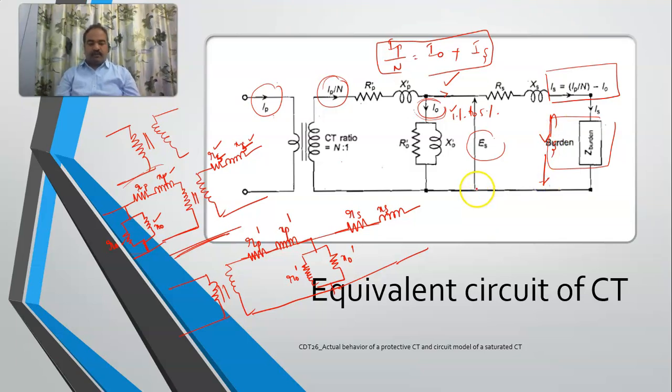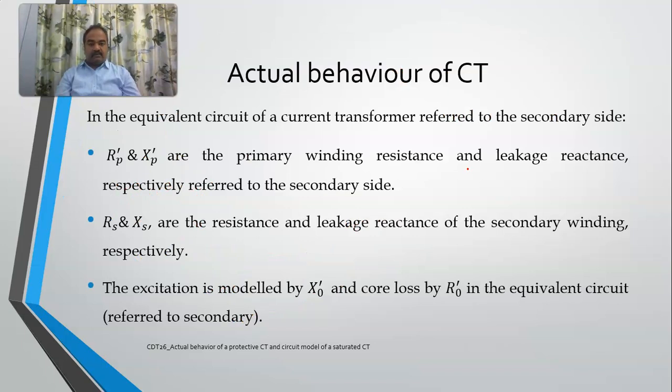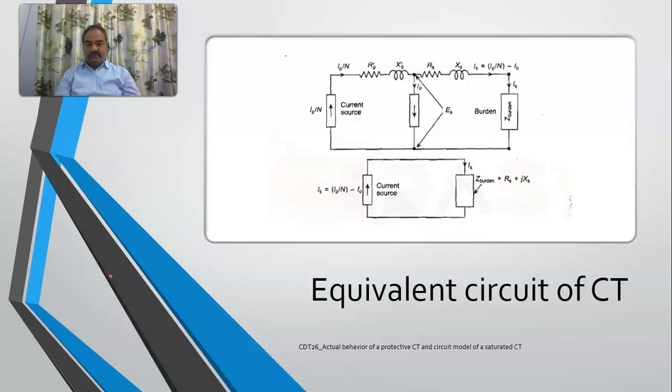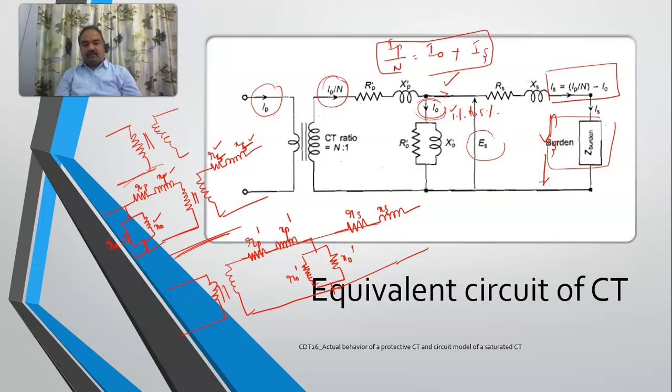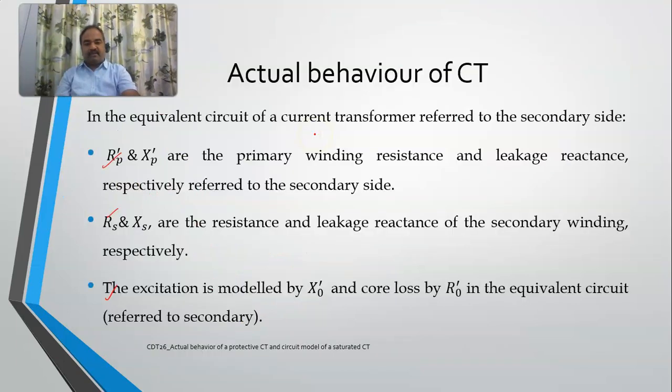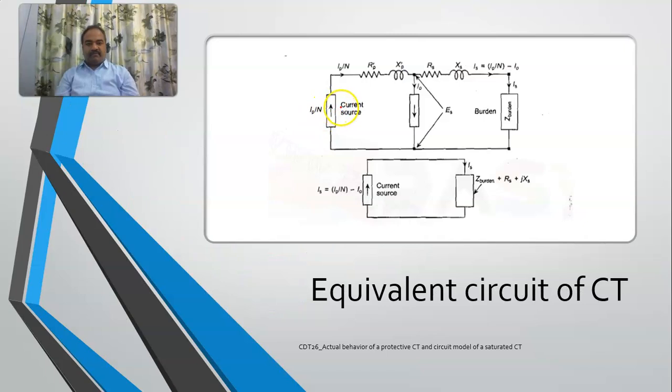So these are the representations. I have just mentioned the notations, and we can go through them. This is the equivalent circuit. If I neglect this one, I can represent it as a current source, IP by N. This IP by N results in a current I0, which in turn develops E, and this is also the current flowing in this circuit, IS.